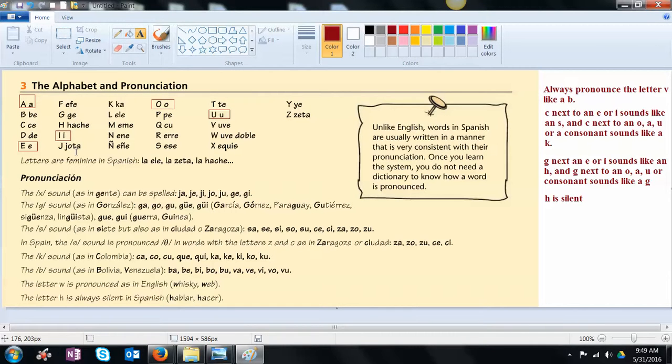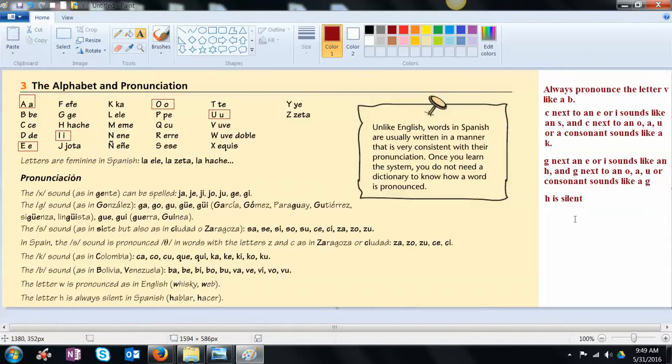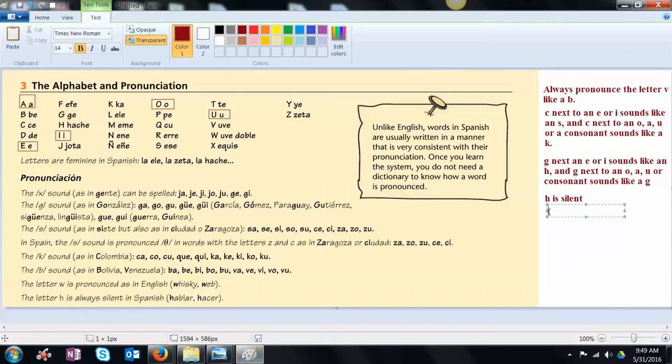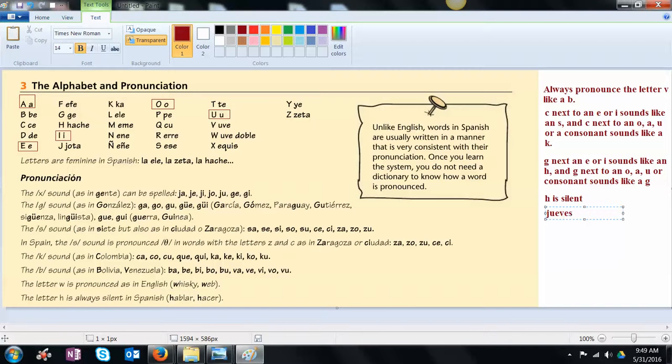J, do they mention anything about J? J also often sounds like an H. So for example, you have the word Thursday, which is written like this, jueves. You pronounce it "hueves." So you make it the H sound. So whenever you see J, pronounce it like an H.